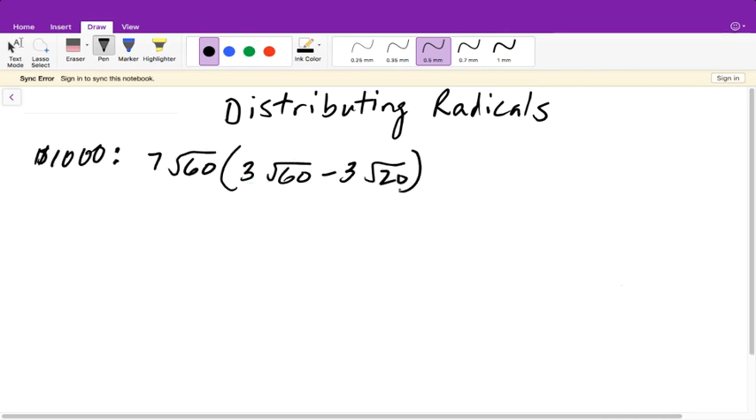All right, last problem I'm going through. So remember, we're distributing. So we're going to multiply our likes with our likes. 7 times 3 gives me 21. Now, let's go through, before we do the square root of 60 times the square root of 60.